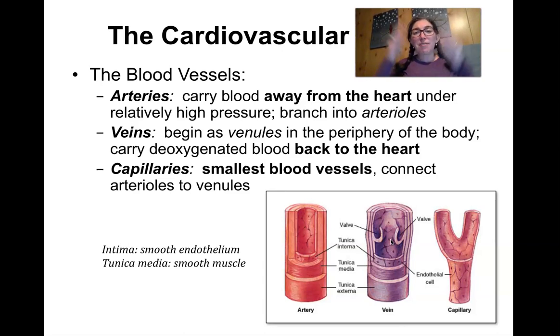All of them have a very smooth inner lining, and so it is difficult for bacteria and organisms to stick to them. Remember, the first step of infection is adhesion. Once you get into the portal of entry, you have to be able to adhere and stick and grow, and that's difficult in healthy blood vessels, which have very smooth linings.